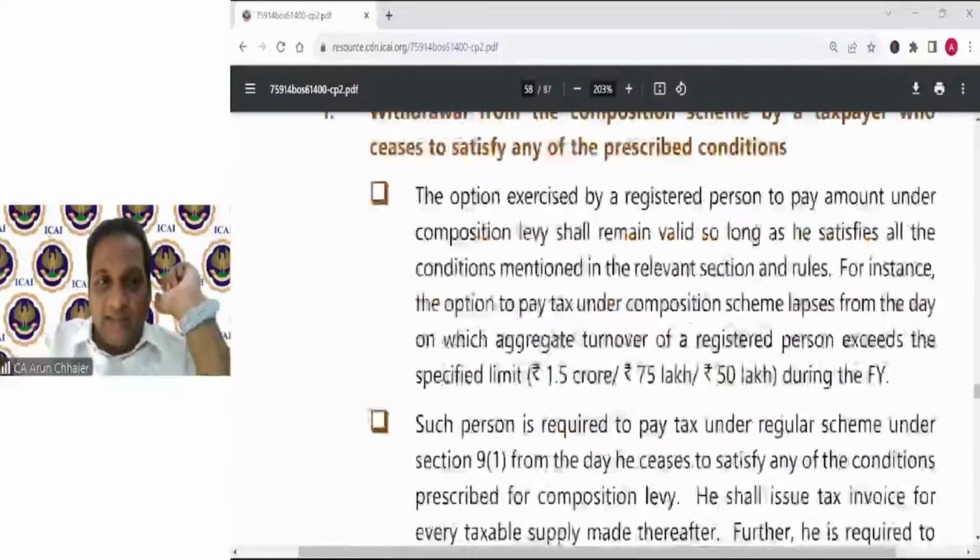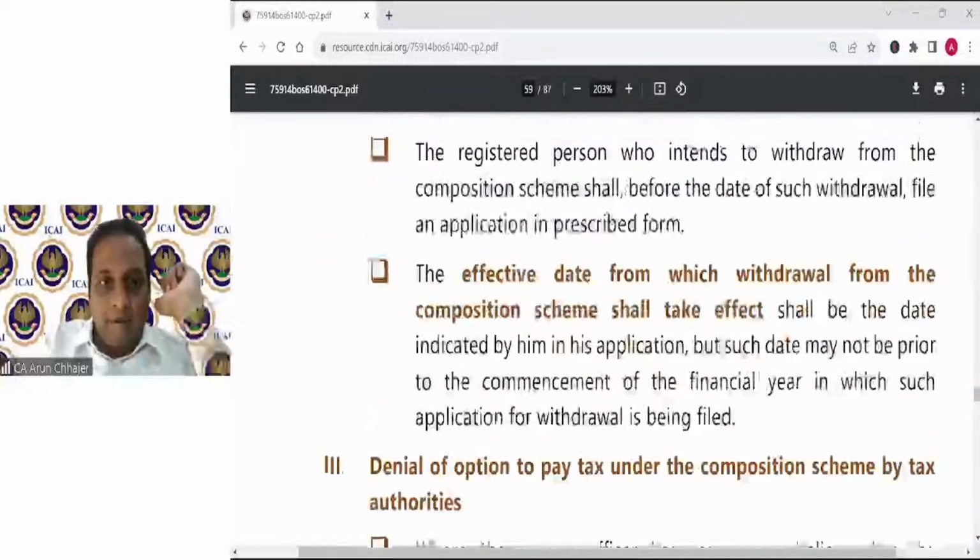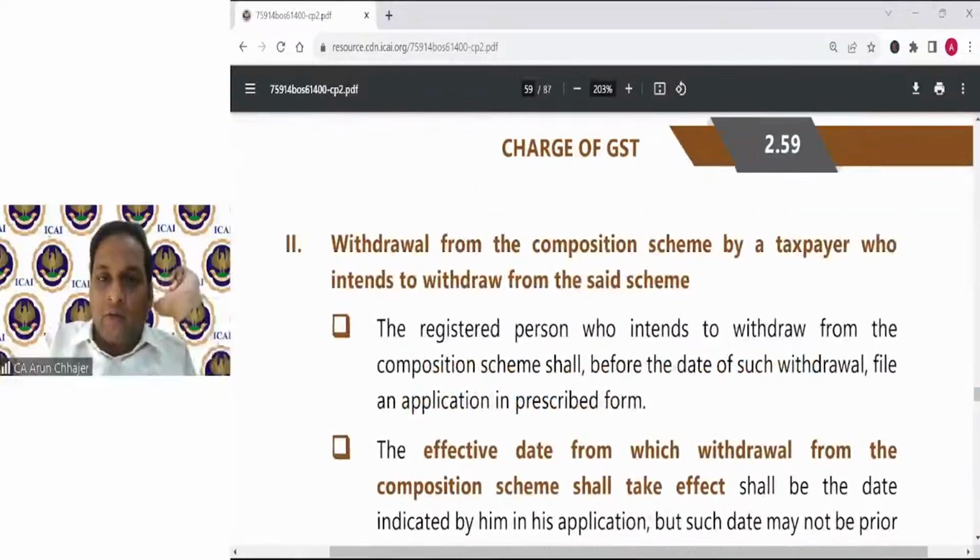I hope it is clear, right? Withdrawal from composition scheme by the taxpayer who intends to withdraw from the said scheme. The registered person who intends to withdraw from the composition shall, before the date of such withdrawal, file an application in the prescribed form.